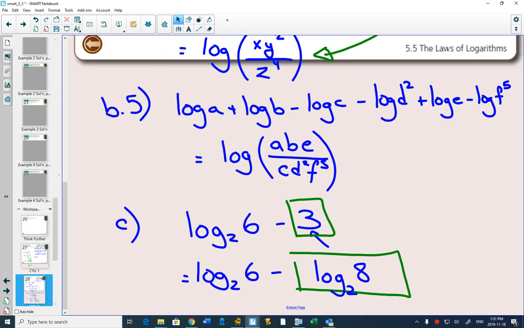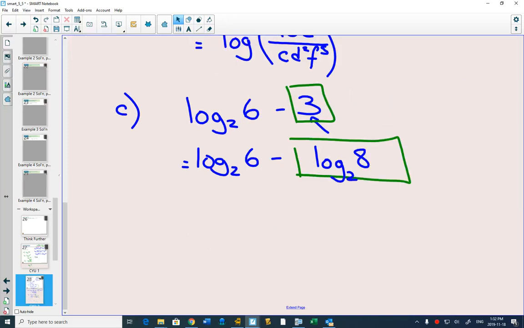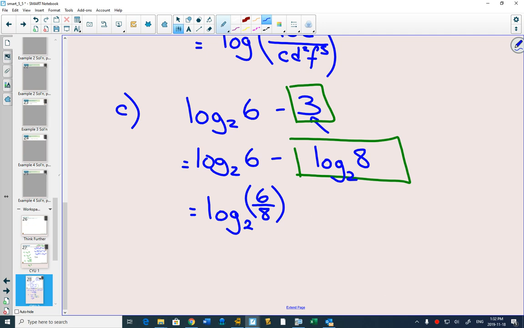Why did I want to do that? Because now in this second line, I have a log law. I have a log with the same base, one log minus the other. What's our log law for subtracting? We divide. And you could leave it as 6 over 8, or you could reduce it to 3 over 4. Either way would be fine.